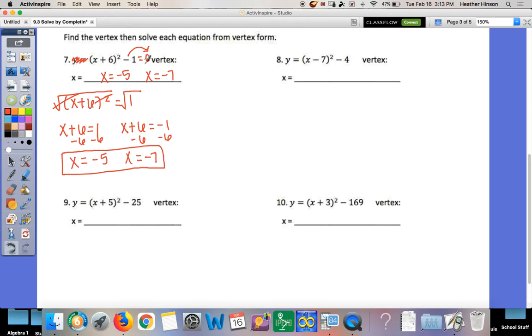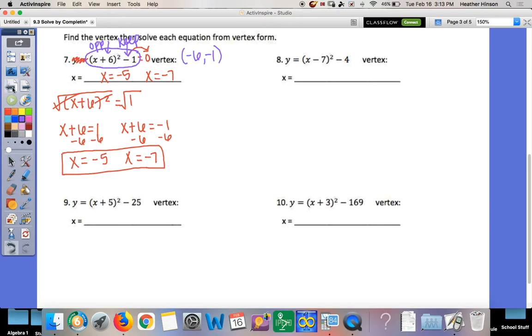How do you get your vertex, though? Your vertex comes from your equation. If you remember from lesson 1, you're going to take the opposite of the parenthesis, so a negative 6, and you're going to keep the outside number, so a negative 1. Opposite of your parenthesis, keep your outside number. So you can try 8, 9, and 10.